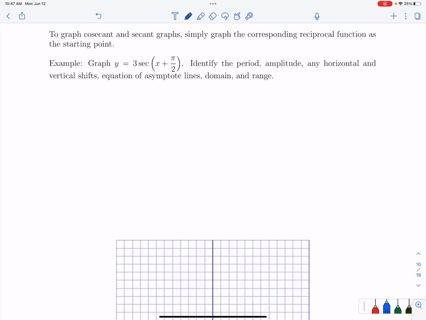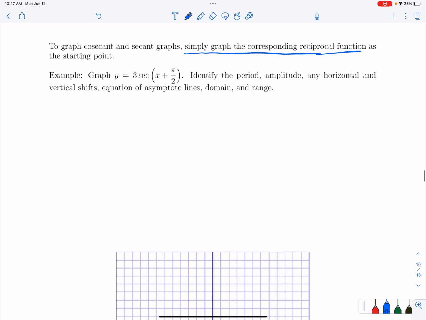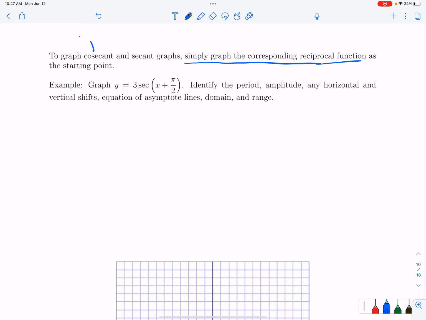In this video, I'll be going over a few examples of the cosecant and secant graphs. And what it says up here is to graph these functions, all we need to do is graph the corresponding reciprocal functions. And so for cosecant, that means we first graph sine, and then for secant, we graph cosine.